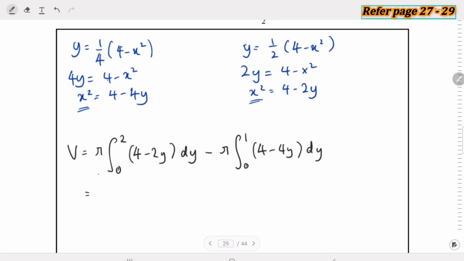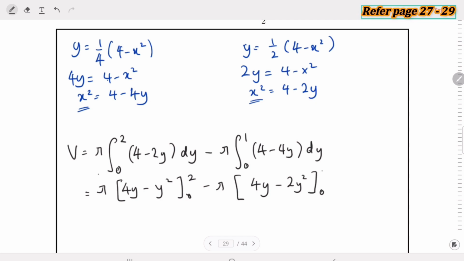Next, there is no need to simplify the function, so straight away we integrate them all. So pi times 4y minus 2y squared over 2, which is y squared, in square brackets from 0 to 2, minus pi. The same thing for the other one: 4y minus 4y squared over 2, 4 over 2 is 2y squared, from 0 to 1.